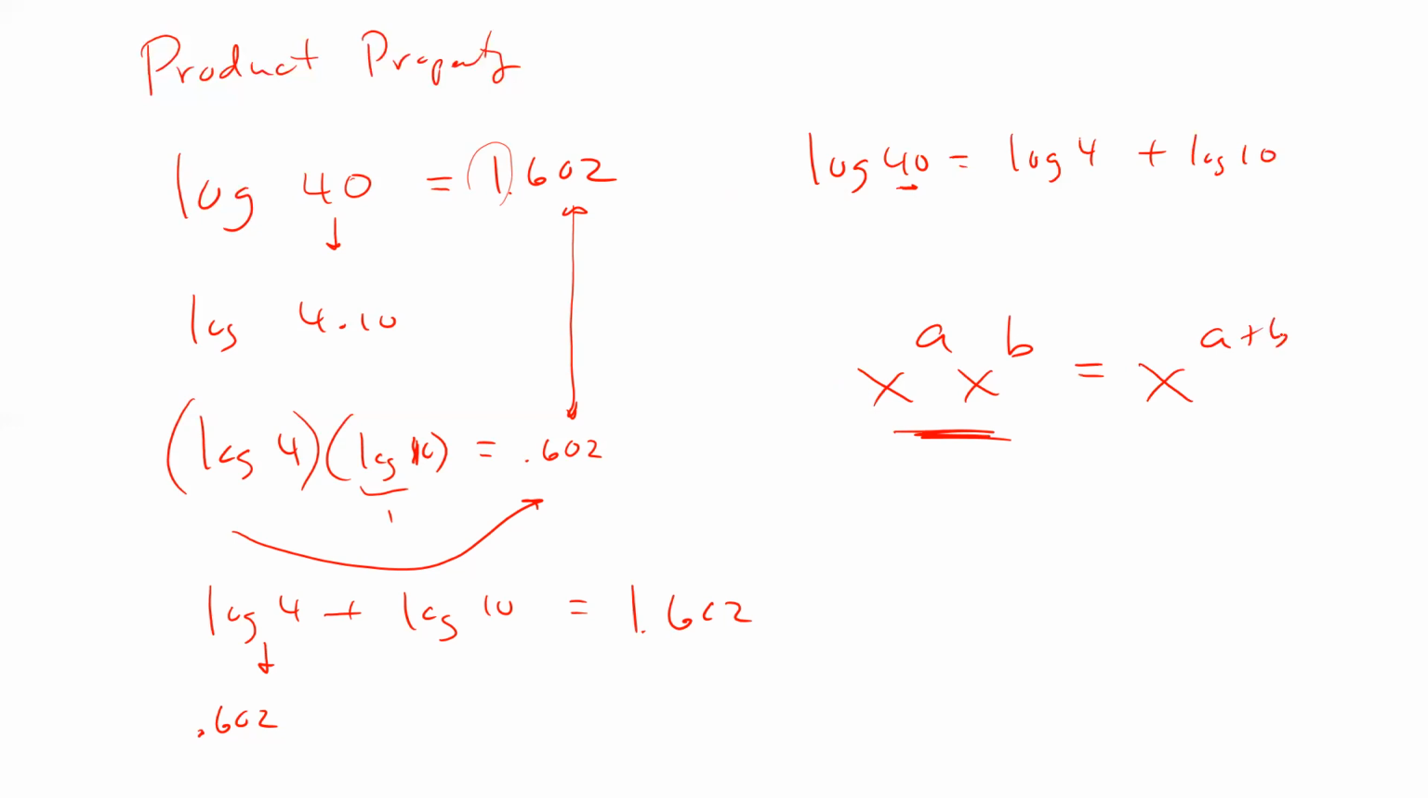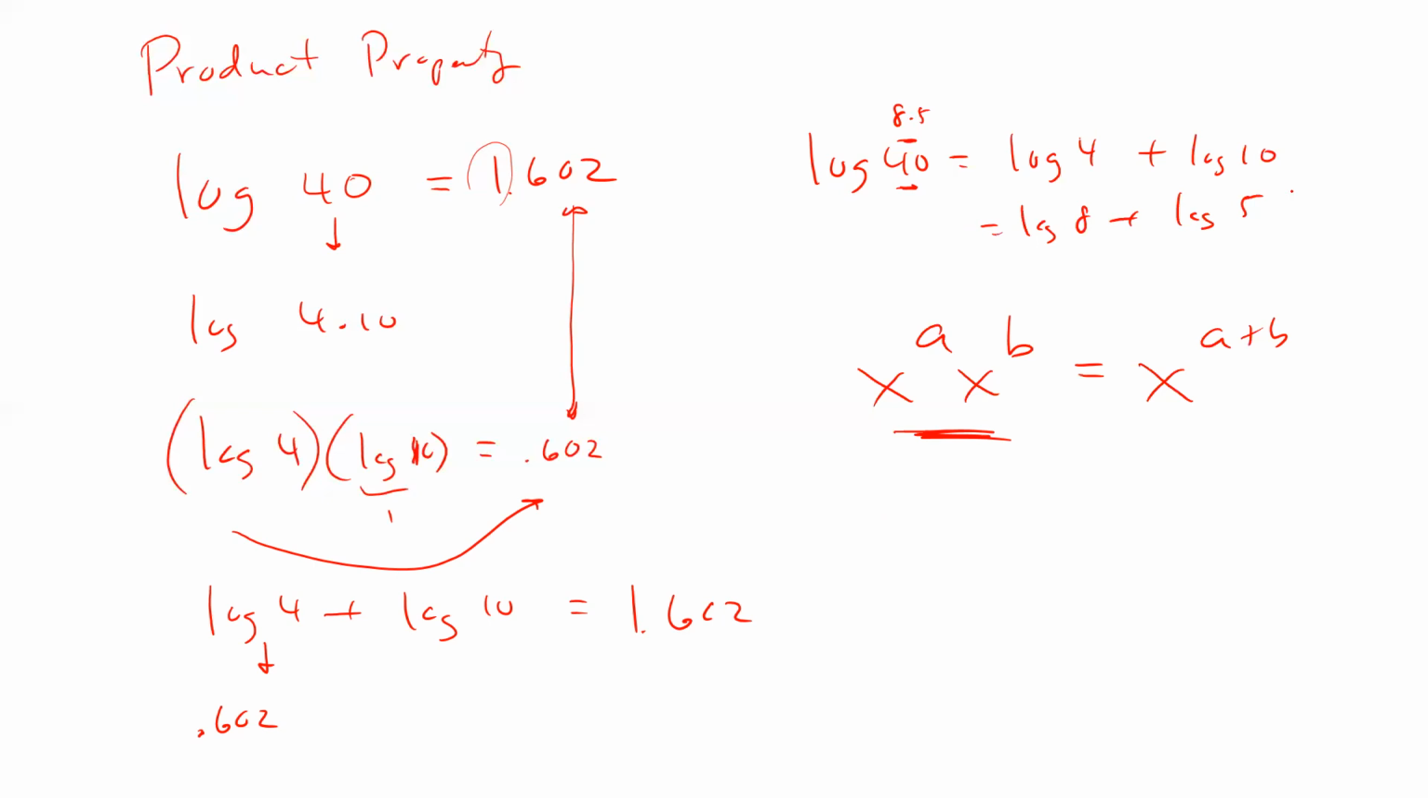Is that true? Aren't logs just really exponents? So I think we have ourselves something. Let's try another one here. Let's break this up even more. Instead of 40, can I break it up into 8 times 5? Would that work? Let's try 8 times 5. So let's break this up into log of 8 plus log of 5. You get the same thing?